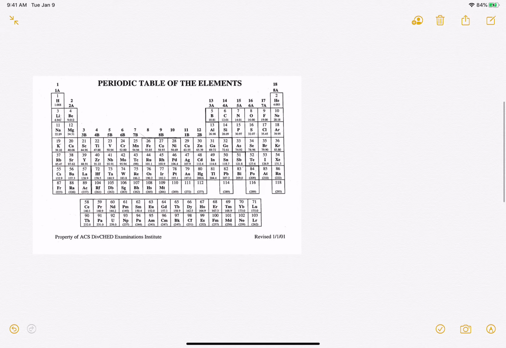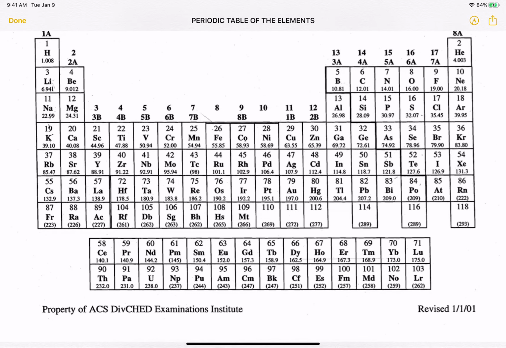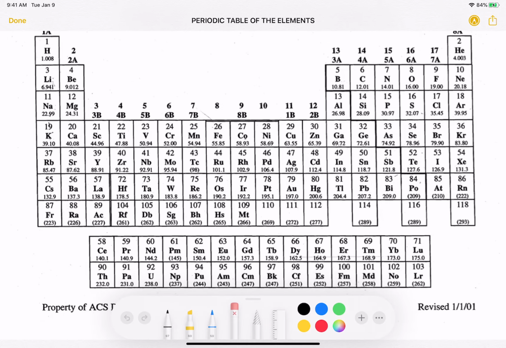So if we look at the periodic table, we can see that each of these atoms has its designated atomic mass. So that's this value here, at the bottom, the number with the decimal points. And this is the average mass of an element when we take into account the natural abundance of each of the isotopes of that element. And we're going to learn how to calculate that.